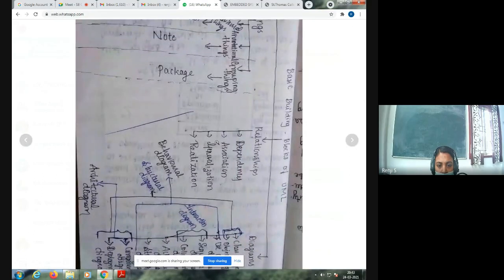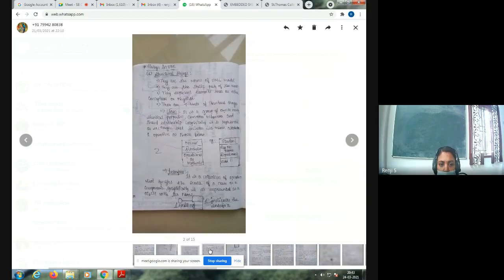We classify this into things, relationships, and diagrams. So the basic building blocks of UML include the things, relationships, and diagrams. Now, what are things, what are relationships, and what are diagrams? The things in UML are the nouns of the UML model.